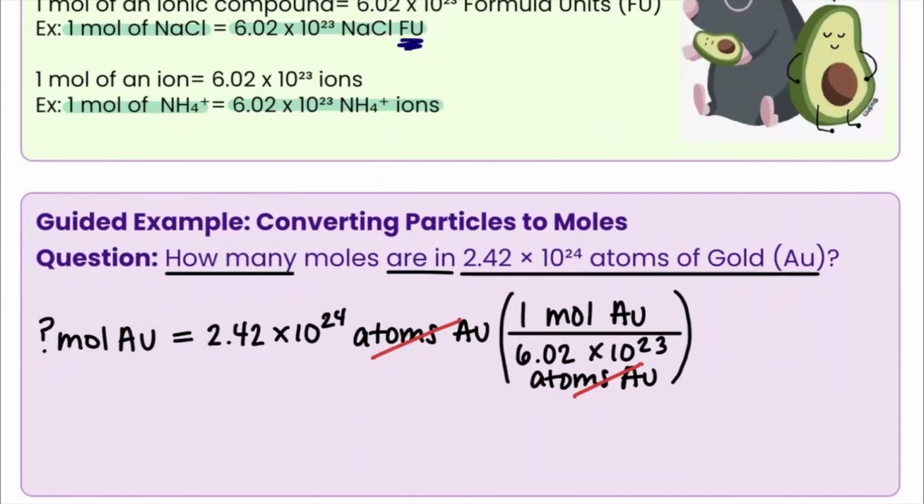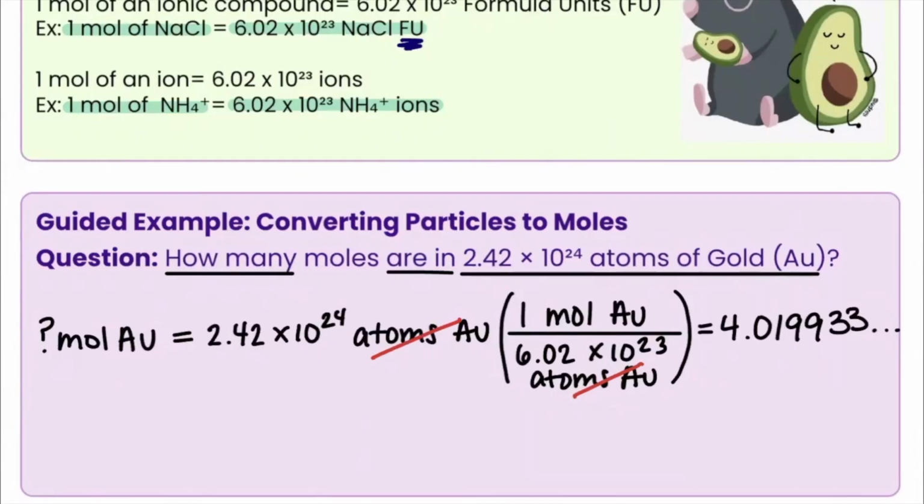So plugging this into our calculator, you take 2.42 times 10 to the 24 and divide that by Avogadro's number. Your calculator should give you something like 4.019933, something like that, right? But chemistry is all about being precise, right? So we have to use significant figures here.